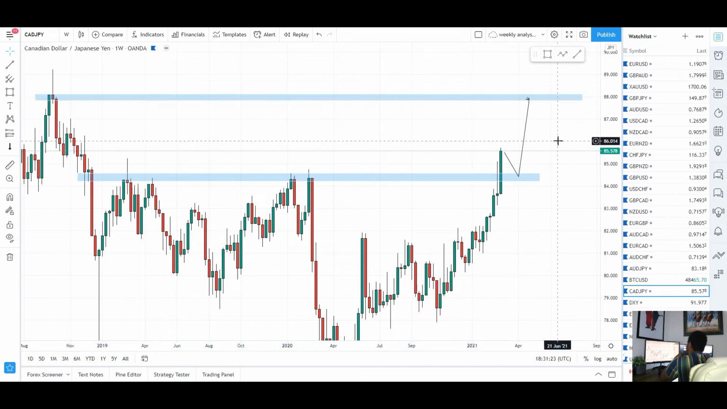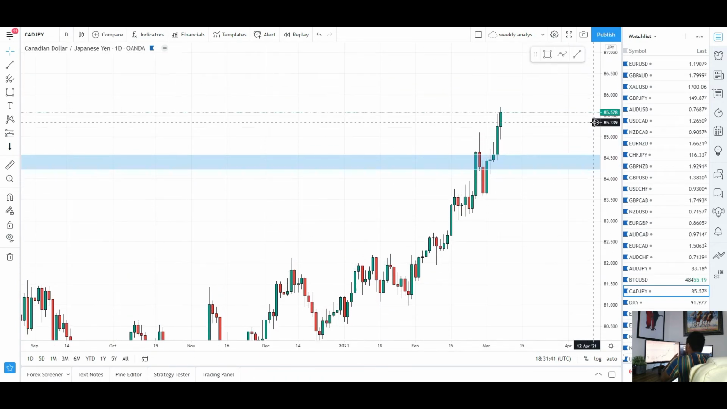So again, if we are starting to see a continuation of a bullish trend, we can actually expect to see CADJPY all the way at 88 in the next few weeks, couple months. If it is a false breakout, you see next week's candle close back below, expect further continuation to the downside. So that's price there from a weekly point of view.